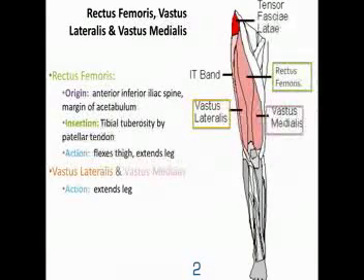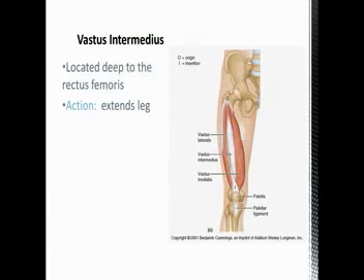Action of rectus femoris includes flexion of the thigh and extension of the leg. Vastus lateralis and vastus medialis action includes extension of the leg. All right, now to the deep quadriceps muscle, the vastus intermedius. Its action also includes extension of the leg. And what they're showing here in this image is actually the reflection of that most superficial quadriceps muscle, showing you then the vastus intermedius.